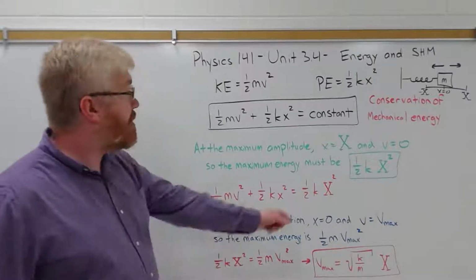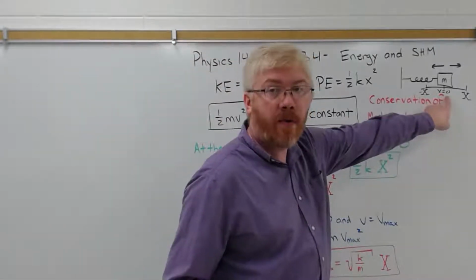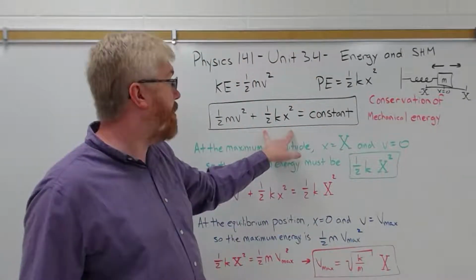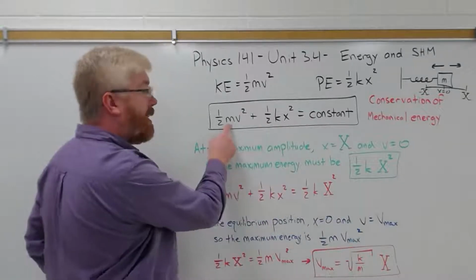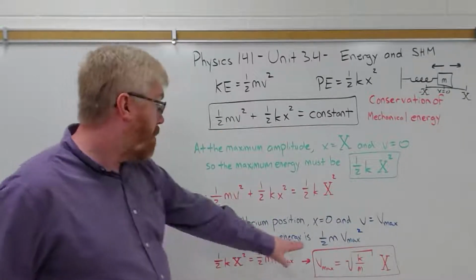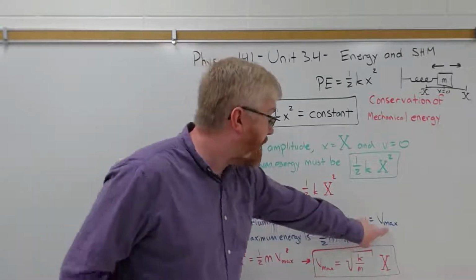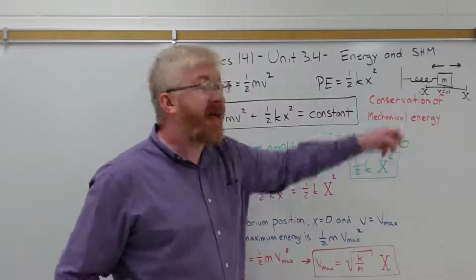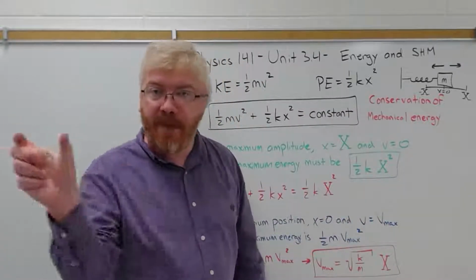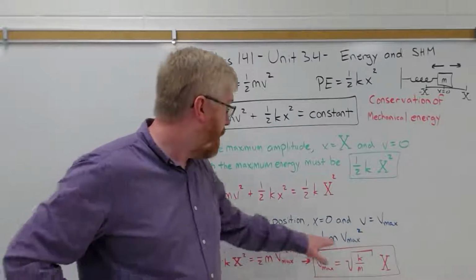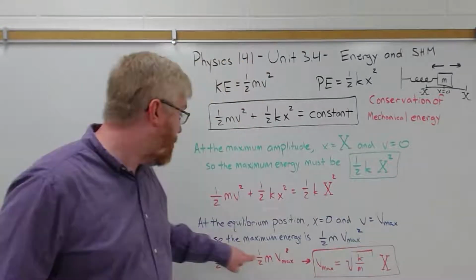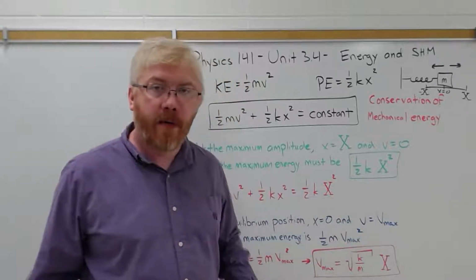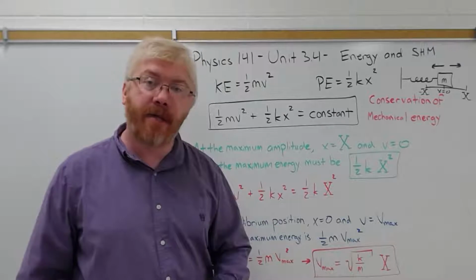Now at the equilibrium position, when you're at x equals 0, the spring potential energy is 0. So all of the energy is in the kinetic energy. So the velocity has to be some maximum velocity. So this block is fastest as it passes through the equilibrium position. So all of the energy is in kinetic energy, which means the maximum energy must be 1/2 m times v max squared, where v max is the maximum velocity.